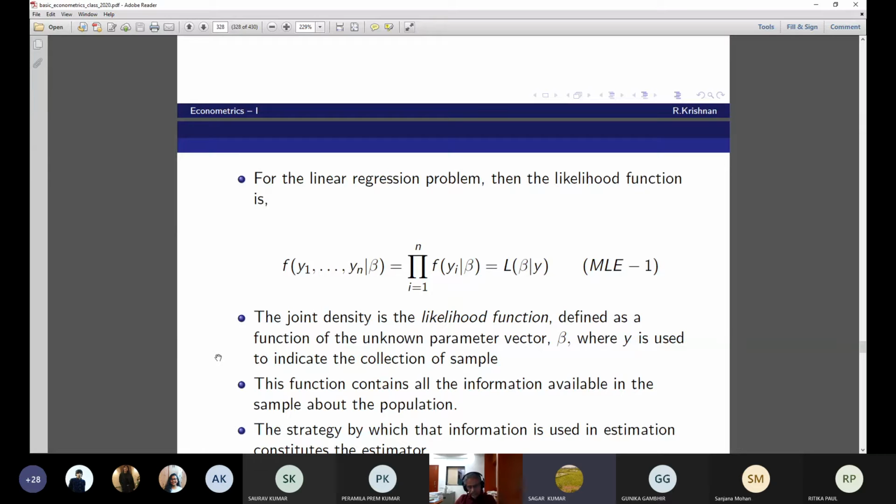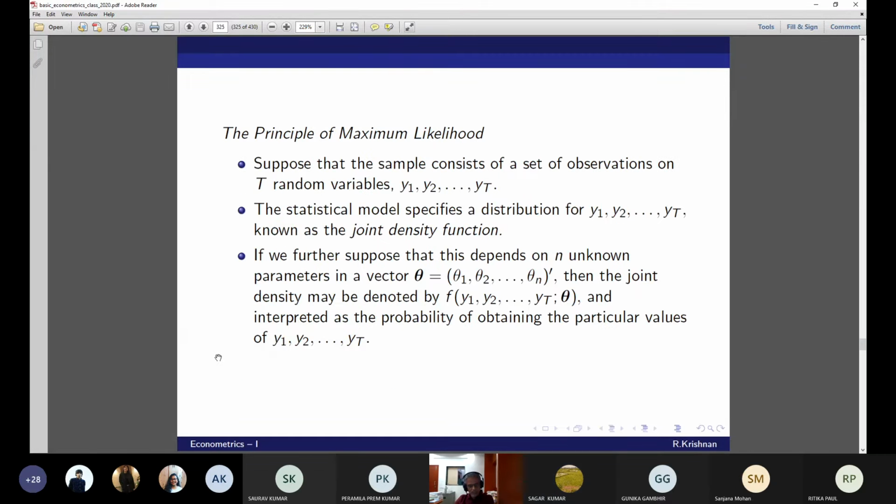Look at this. What is the joint density function? This is the joint density function, isn't it? f(y1, ..., yT; theta), right? Given theta. Yes, sir. The moment you draw a sample from a distribution, there will be a density function. The density function will invariably depend on some parameters. What are the parameters for a normal distribution? Mean and variance, sigma square, am I right? Yes.